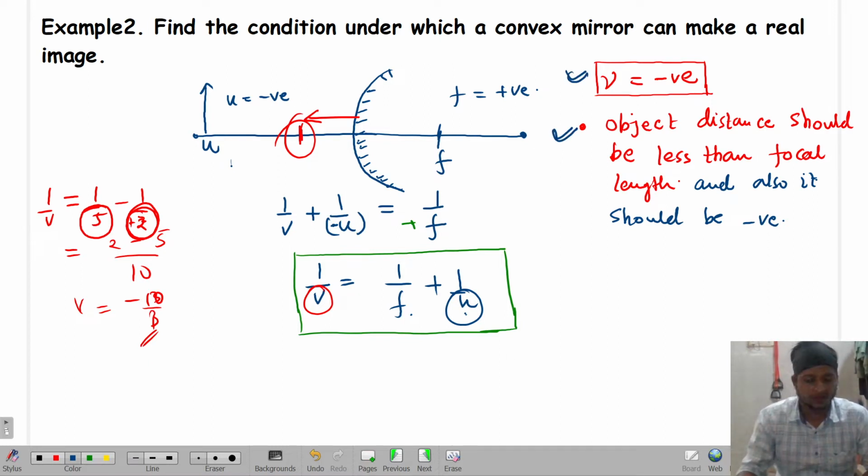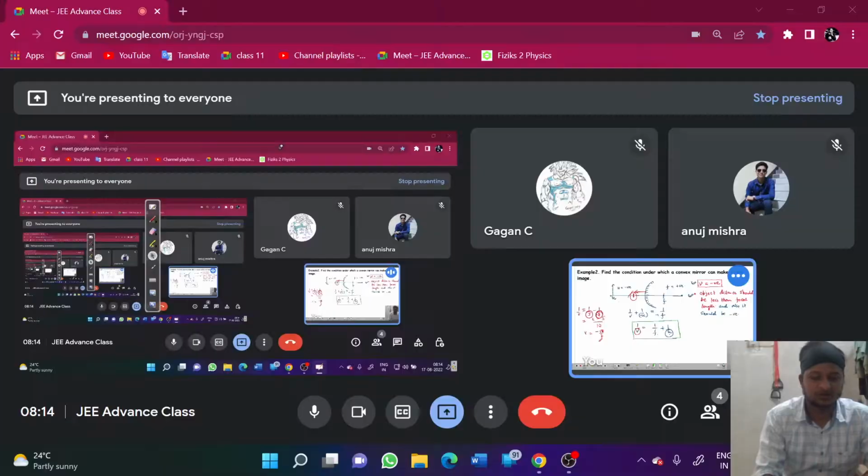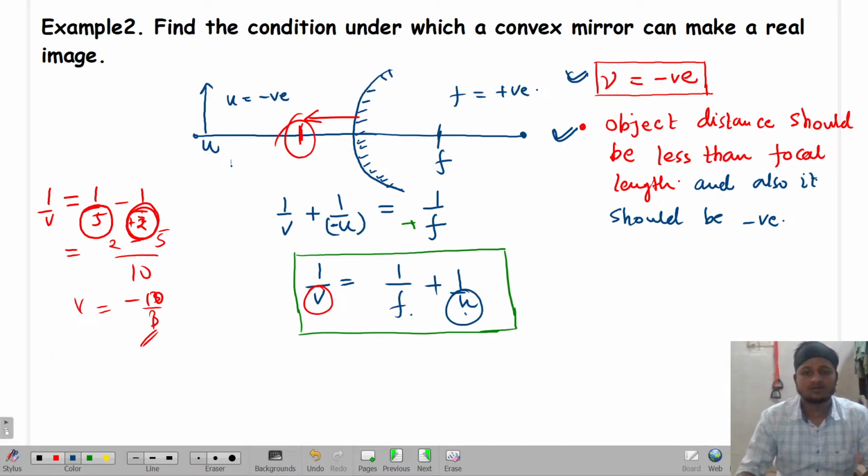Understood? Anuj, Gagan, are you able to understand this or not? Tell me. Hello? Gagan? Gagan, Anuj, are you able to understand?